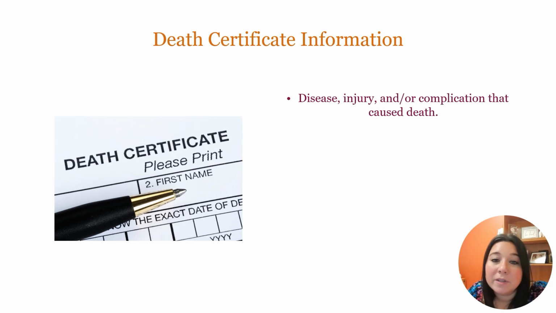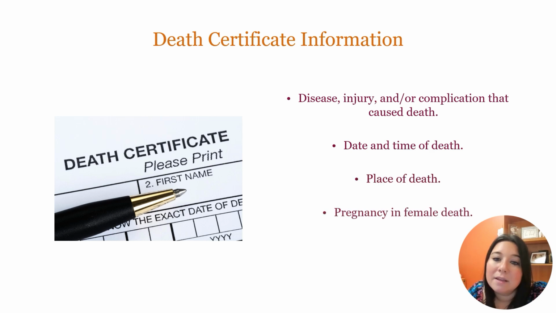So things to include. What caused the death itself? Was it a disease, an injury, homicide, things like that? The date and time of death, of course, is very important. The place of death. Was the patient pregnant at all, if it was a female patient? And then if an autopsy was performed or not is important to include as well.